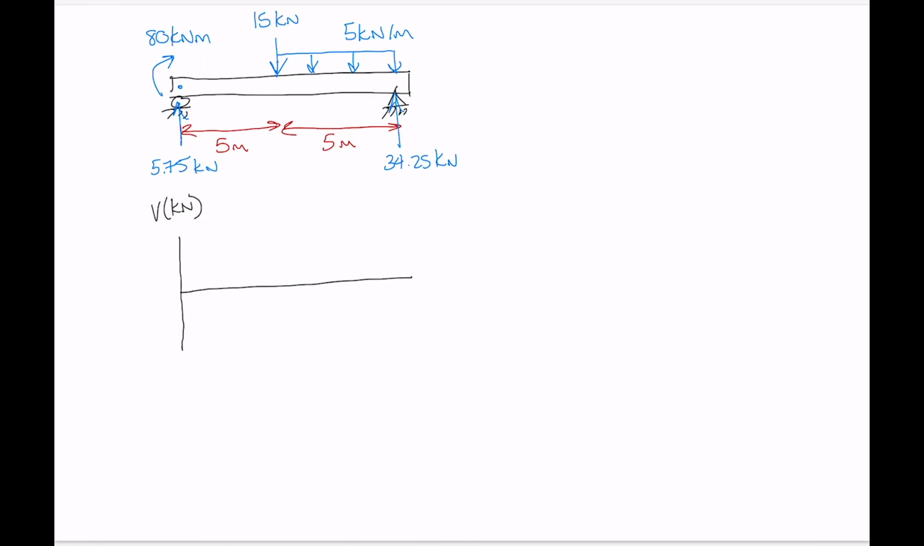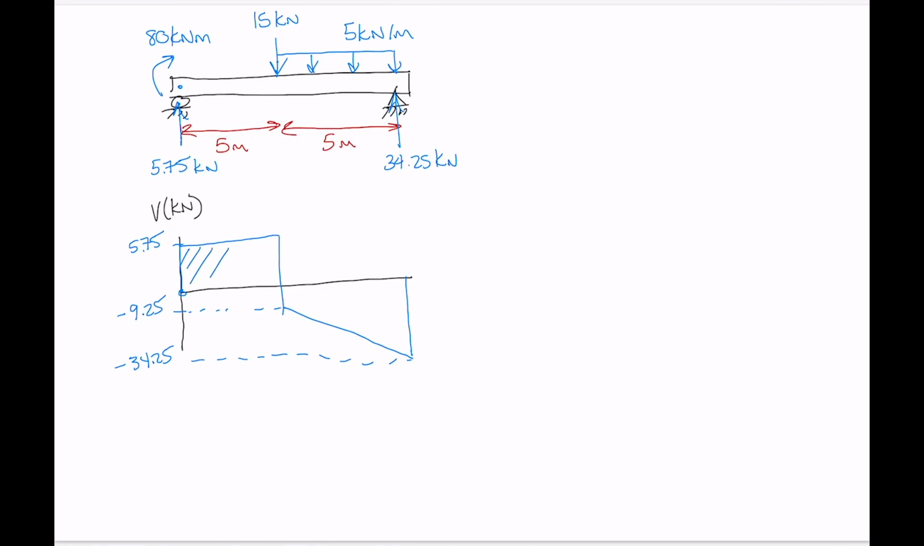So I'm going to measure my shear in units of kilonewtons. And what the shear diagram for this beam looks like is something like this. It's not necessarily to scale here, but that's the general shape of it. This has a value of 5.75. This here has a value of minus 9.25, and this point over here has a value of minus 34.25.